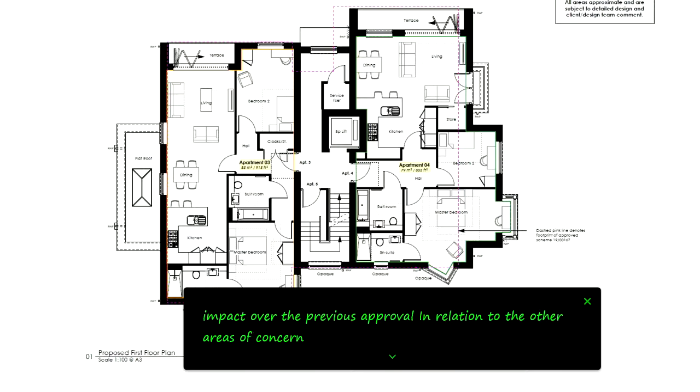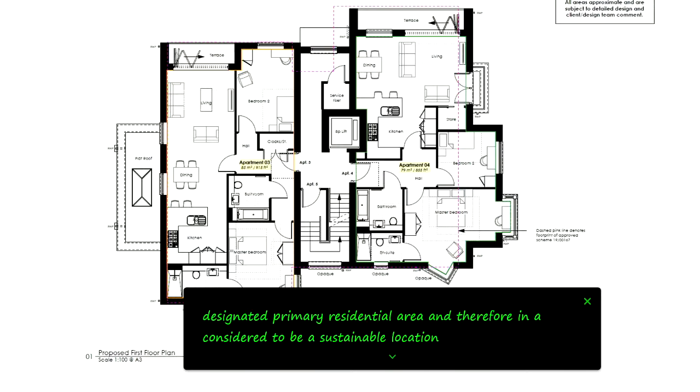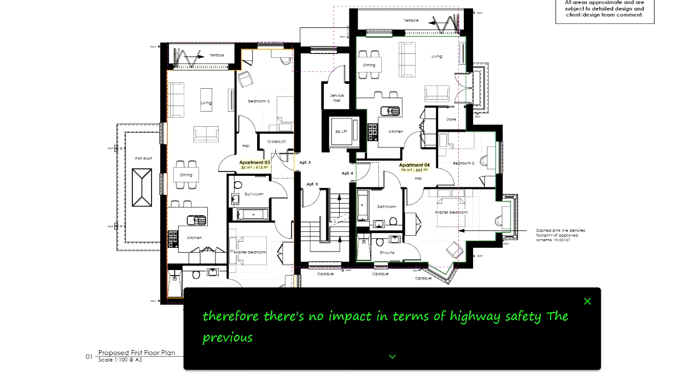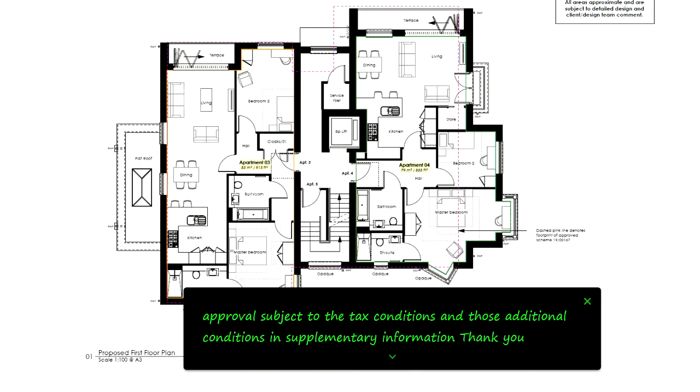In relation to the other areas of concern raised by the objectors, the site is in a designated primary residential area and is therefore considered to be in a sustainable location. There are no objections to this proposal from our highway engineers, and therefore there's no impact in terms of highway safety. The previous planning decision is a material consideration in determining this application. So for these reasons, it's considered that the proposal complies with both national and local plan policy and is recommended for approval subject to the standard conditions and those additional conditions in the supplementary information. Thank you, Chair.